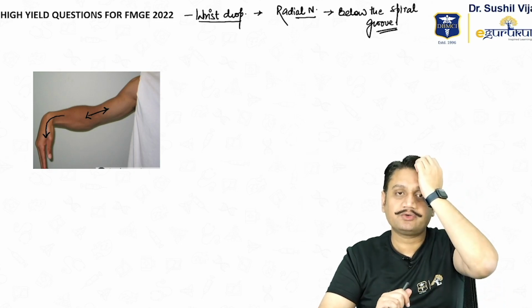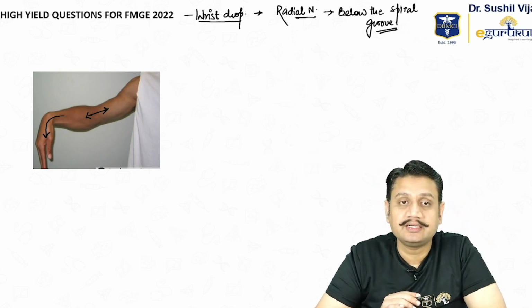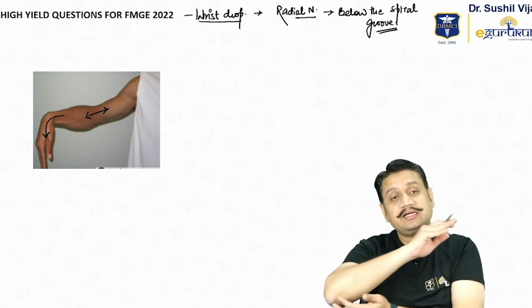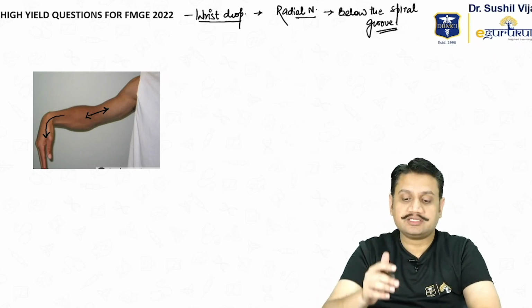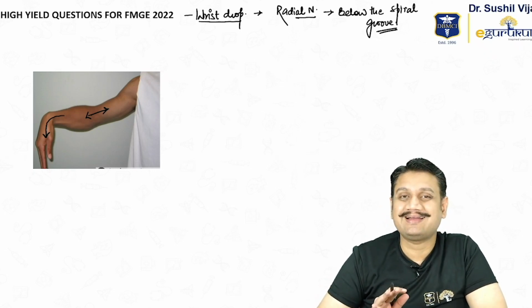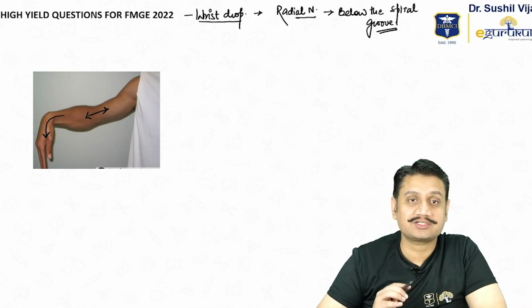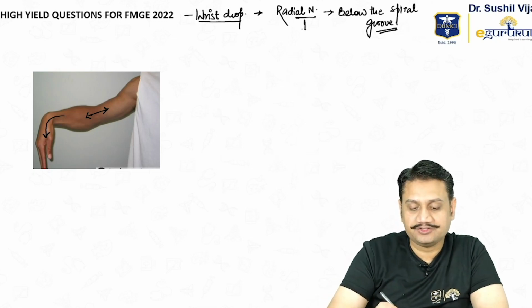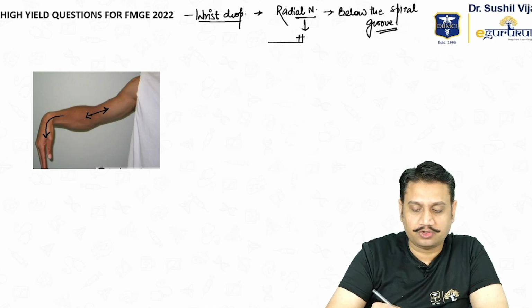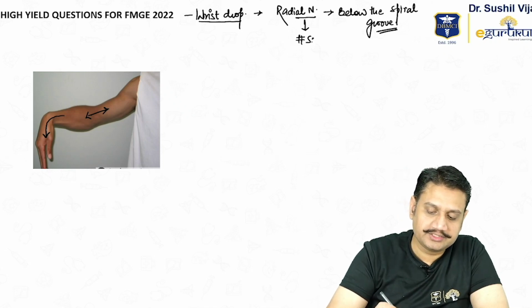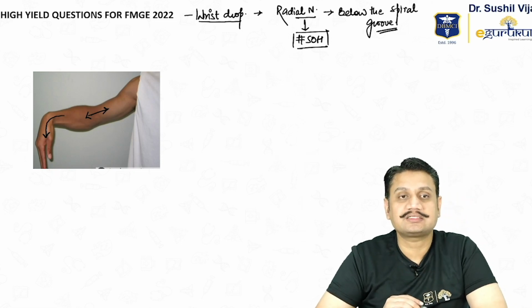Had it been above the spiral groove, the triceps should also have been affected, and if the triceps were affected, extension of the elbow would have been affected. So it is below the spiral groove, not in the axillary area, not in the spiral groove area. It has gone below. That means the injury involves the shaft of the humerus. So that's the radial nerve. That is a wrist drop.